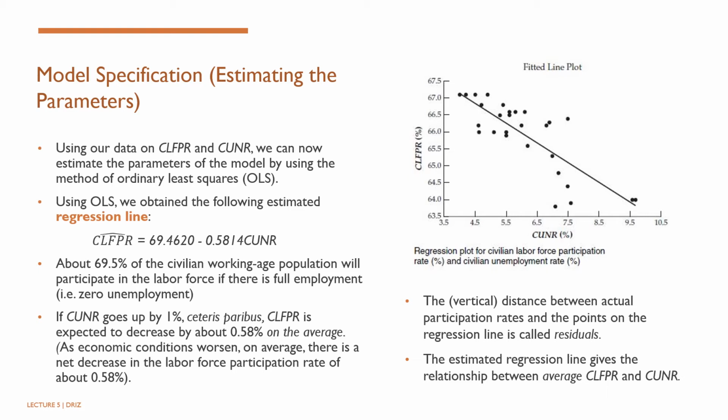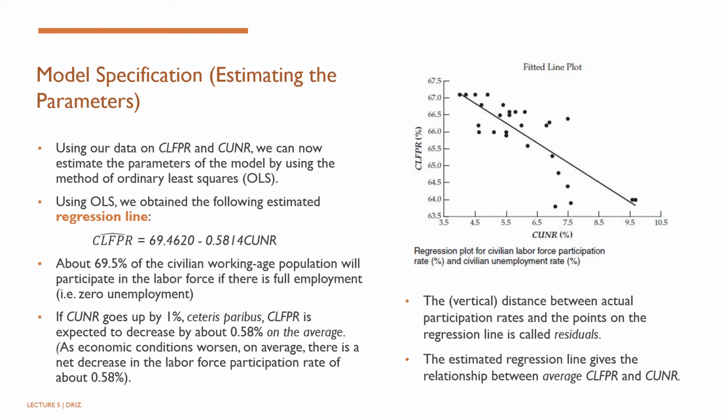In other words, as economic conditions worsen, on average there is a net decrease in the labor force participation rate of about 0.58%, perhaps suggesting that the discouraged worker effect dominates. Now we say on the average because the presence of the error term U is likely to make the relationship somewhat imprecise. Let's take a look at the scatter diagram again.